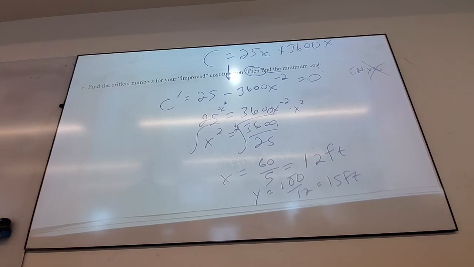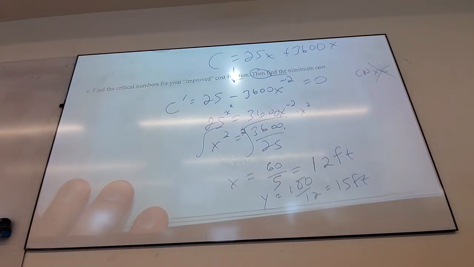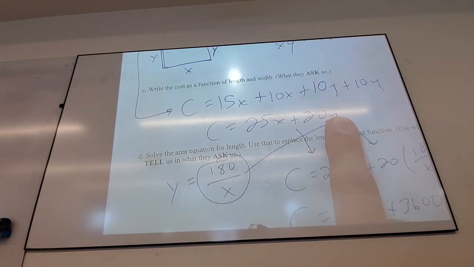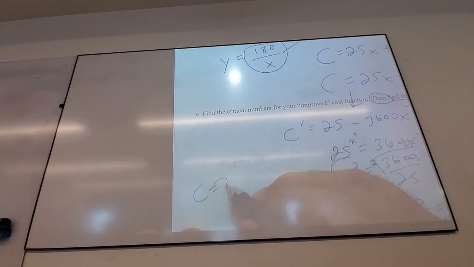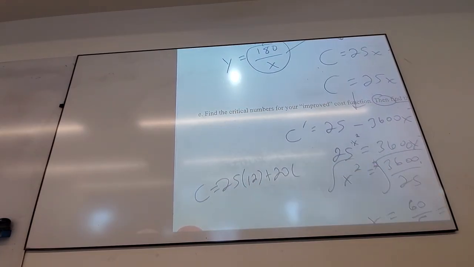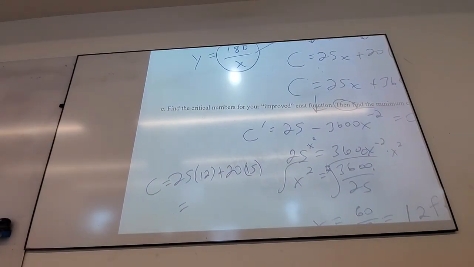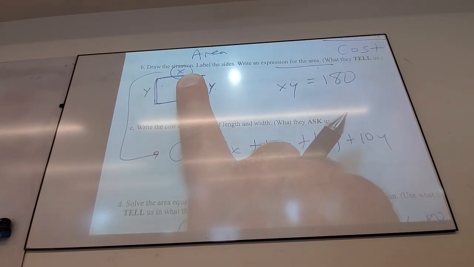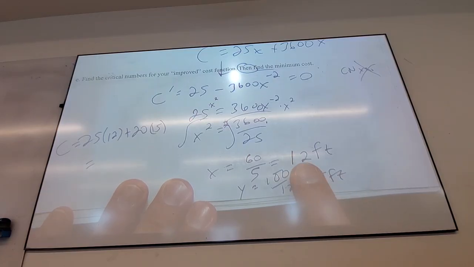How do I get the cost now? Do we have a cost function? Yeah, we have 2 of them. I could use this one, because I know x and y, don't I? Put that 12 by 15. Yeah, so the cost will be 25 times 12 plus 20 times 15. And by the way, real quick, what side did I say was the most expensive? I said x. And which side was the shortest? x.